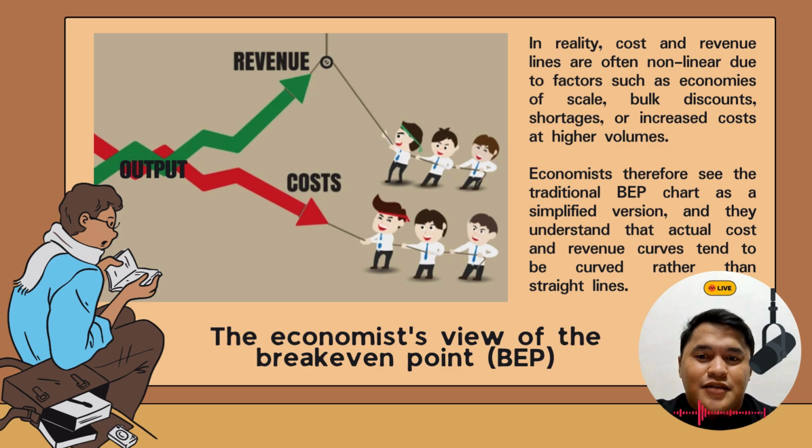Therefore, economists see the traditional break-even point chart as a simplified version, and they understand that the actual cost and revenue tend to be curved rather than straight lines. As a result, the true relationship involves considering how diseconomies of scale influence cost and how market pricing strategies affect revenue at different output levels. This perspective implies that the actual break-even point may vary depending on the nonlinear factors.